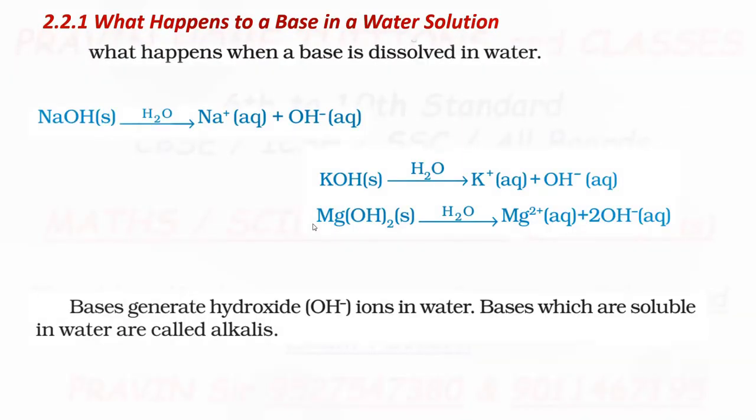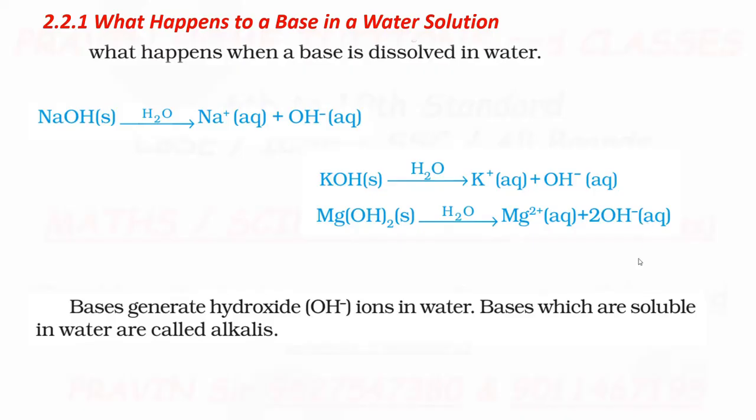What happens when base is dissolved in water? Now see, NaOH is the base, sodium hydroxide. Dissolved in water H2O, Na plus and OH minus ions form. Potassium hydroxide, when dissolved in water, it is a base, K plus and OH minus ions form. Here magnesium hydroxide, Mg(OH)2, dissolved in water, Mg2 plus and OH minus ions form.